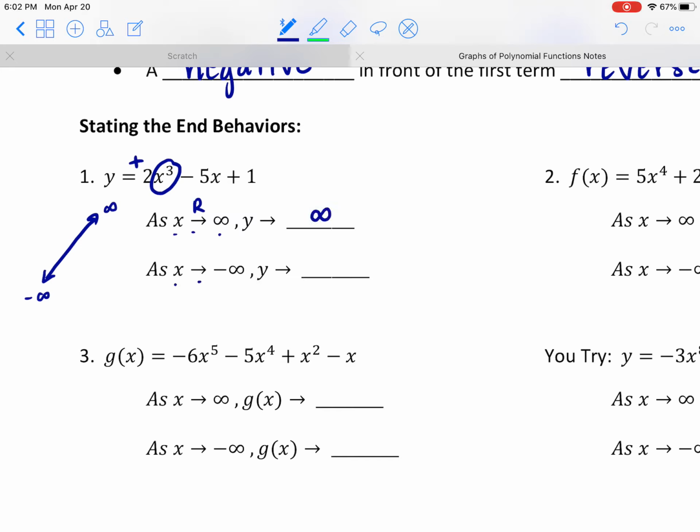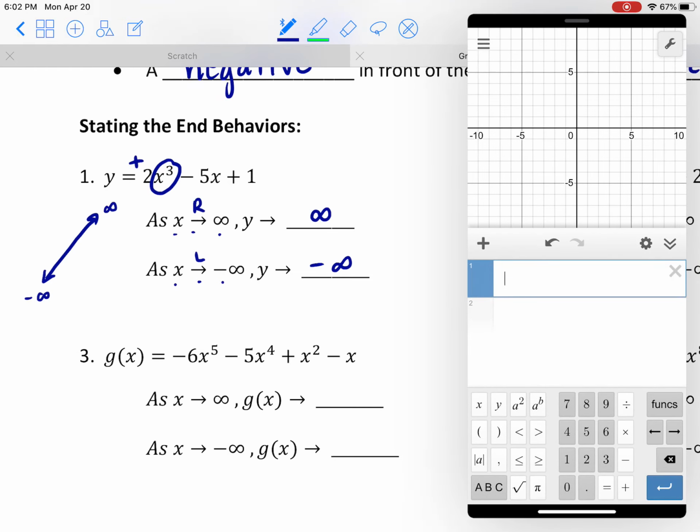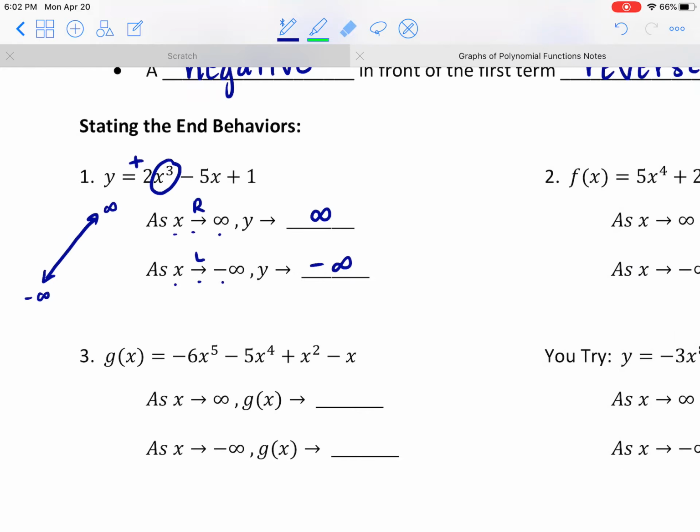So as x goes to positive infinity, that is when I follow to the right, this graph is going up toward positive infinity. And as x goes to negative infinity, that's to the left, the left end of the graph goes down toward negative infinity. And that could be confirmed. Again, let me just show you. If you put it in Desmos, 2x to the third minus 5x plus 1. There it is.